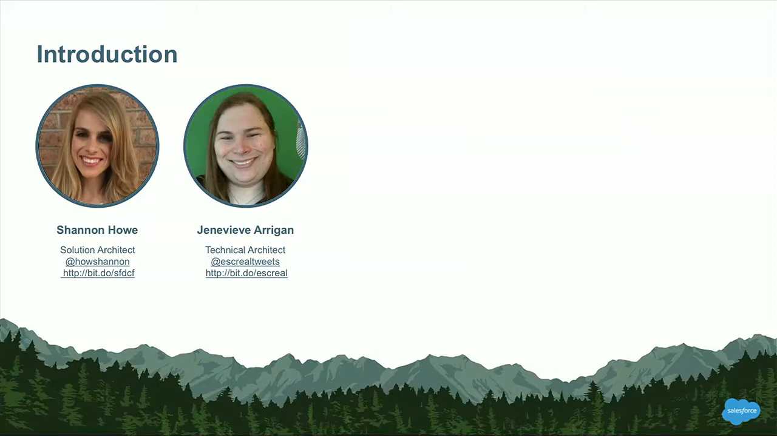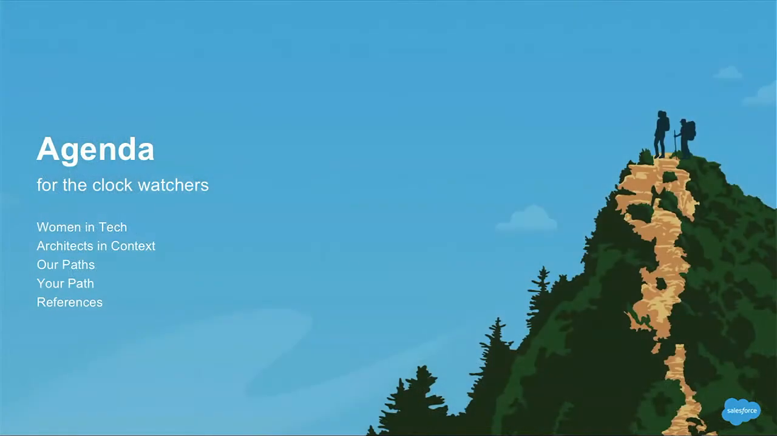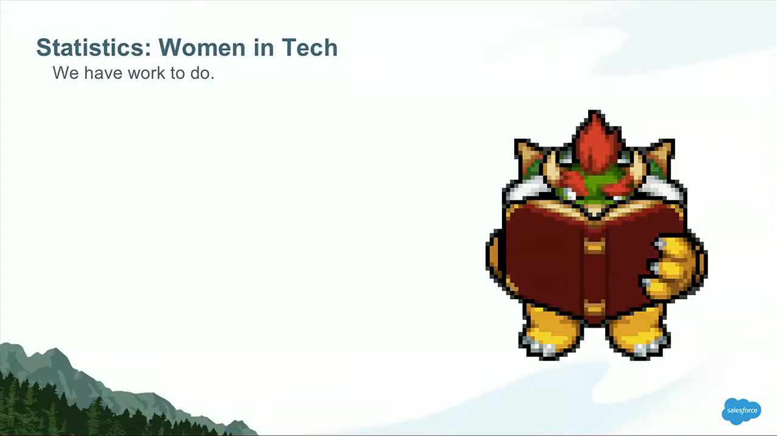But in the interest of the clock watchers, let's take a look at the agenda. So today we're going to start off by talking very high level about women in technology. I'm going to share with you a statistics slide that will make you feel a little sick to your stomach. And then we will go ahead and talk about architects. We're going to focus on two definitions of architect, but I'm going to show you a big list. We'll talk about our paths to architect. We'll talk about the Salesforce certification path to certified technical architect. And then we'll talk about your path to architect. We'll also provide you with some goodies to get started on your journey. That said, here's that slide.